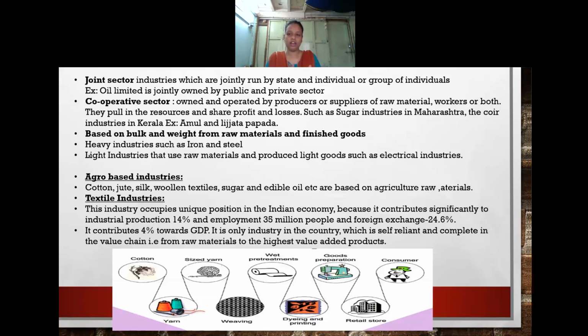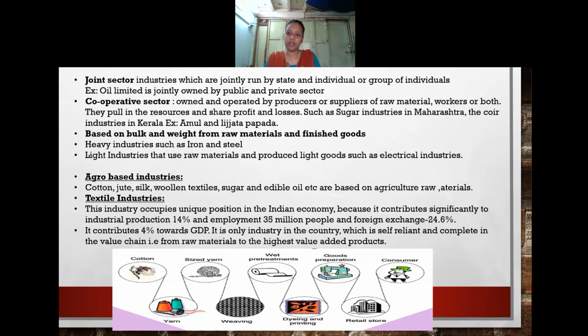Karnataka, for example, is also responsible for manufacturing goods and services, the government as well as the individual. The private investors will be there to invest in their industries. So the state and the individual come together and set up the industries there, or a group of individuals. For an example, Oil India Limited, that is OIL, is jointly owned by the public and the private sector.